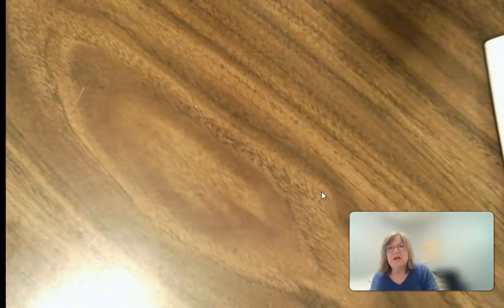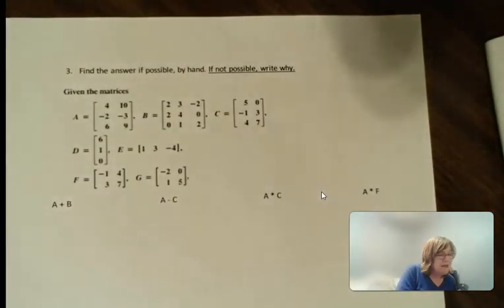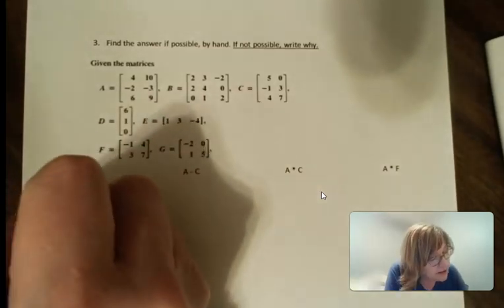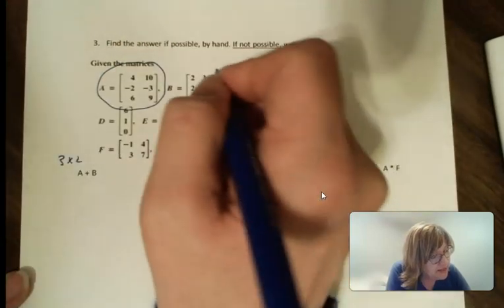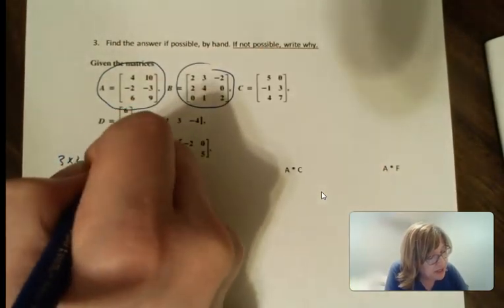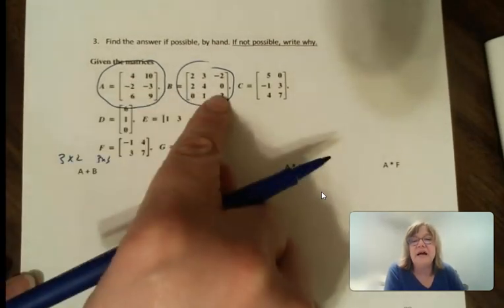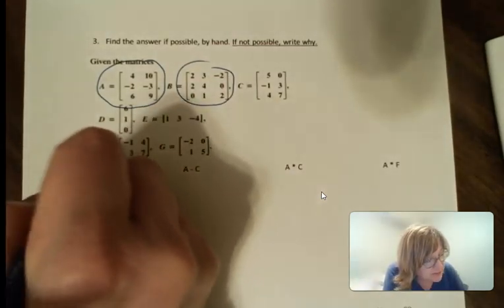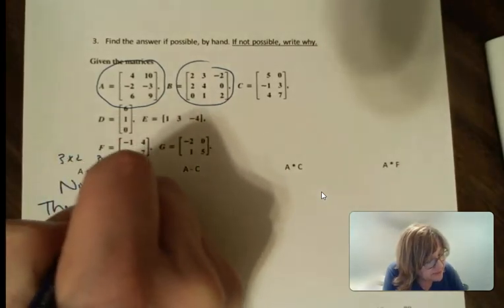All right, let's look at the next page. All right, so here's this one. All right, so let's look at this guy. All right, so A plus B. Well, A is a what? A is a 3/2, and I'm trying to combine it with B, which is a 3/3. Think of like the matrices. This is more that kind of thing. They don't line up. Like you have this whole extra column here. So not possible. And the reason is they have to be the same size.